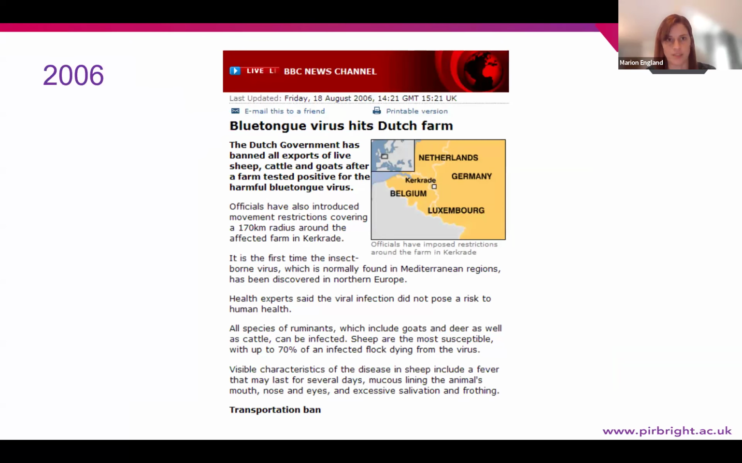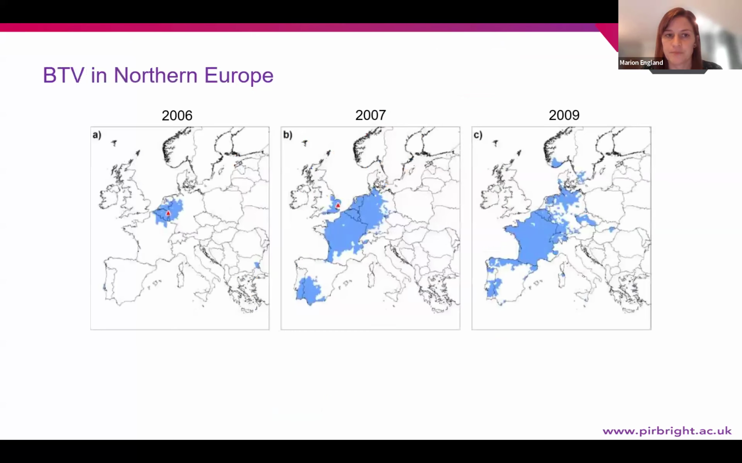And then something unprecedented happened in 2006. So in 2006, bluetongue popped up in the Netherlands. So this is the first time that there'd been any bluetongue disease in Northern Europe, and it randomly popped up in the Netherlands. So this was very, very concerning. And it spread very rapidly. So what this told us was that we do, in fact, have competent vectors. So our Culicoides species, or some of them, are able to transmit this virus.